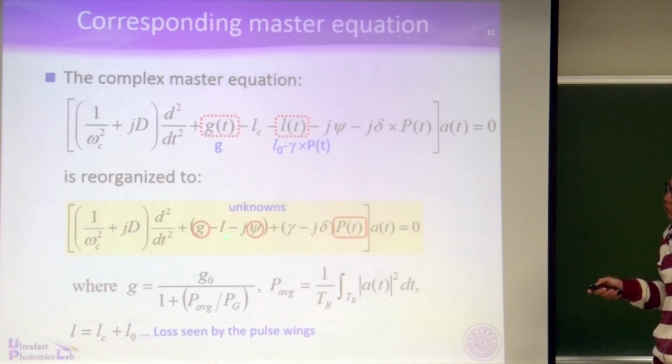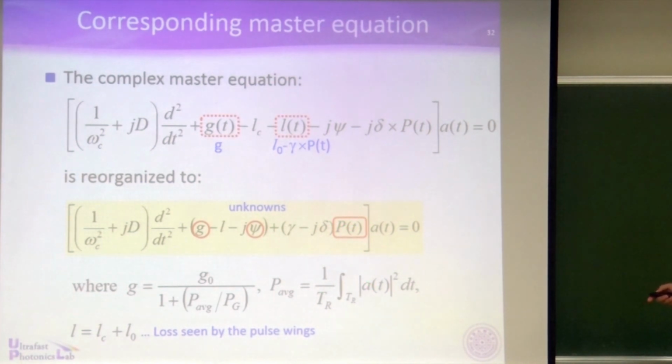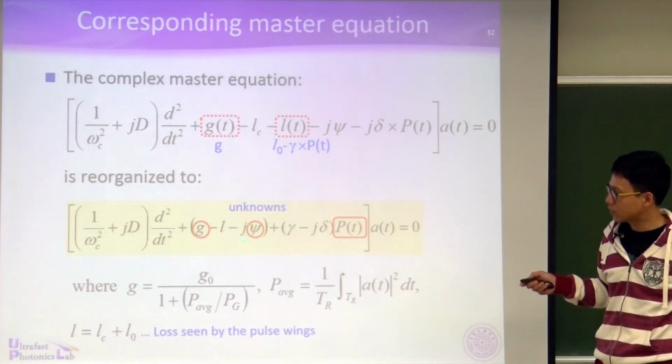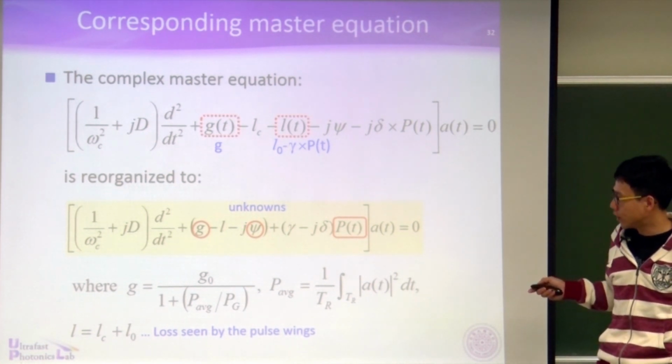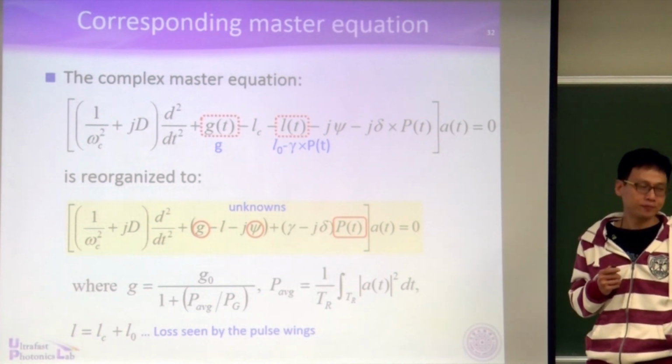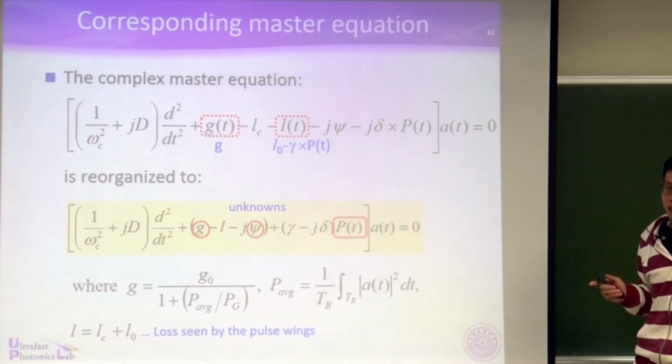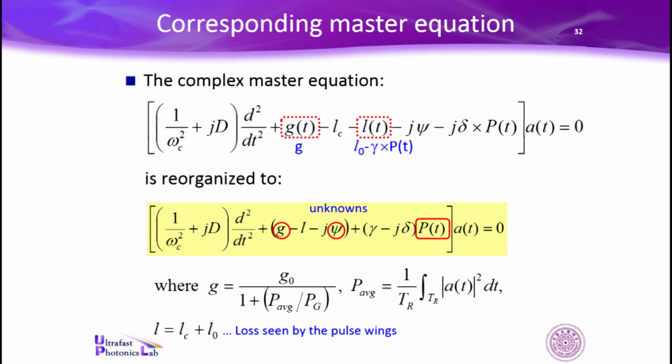And in addition to saturated gain, G, the CEP phase shift psi, and the P of t is actually absolute square of A of t. These three parameters are unknowns, right? They are not given constants. Although it looks like A of t is the unknown function, but P of t is its absolute square. So this is unknown. CEP phase shift, in the beginning, we have no idea what's the phase. So this is an unknown to be solved. G is related to P of t like this. Okay. So this is not a standard linear ordinary differential equation. It is a highly nonlinear differential equation.